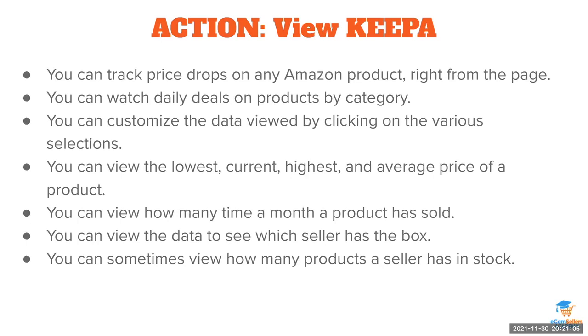You can customize the data view so that you see what you want to see for the time range that you want to see it. You can indicate what things you are looking for. You can view the lowest, the current, and the highest and the average price on the product. That is key because, if you're going to sell the product, sometimes we buy inventory and we don't know that this thing tanks, like maybe it tanks around October.